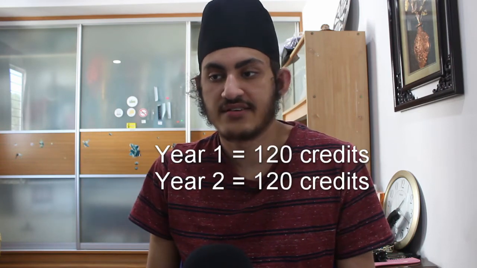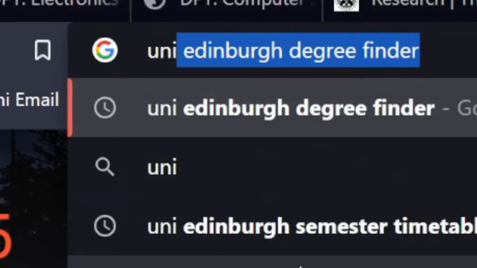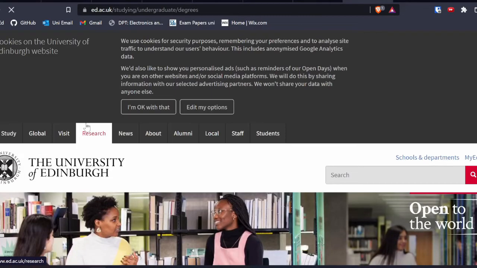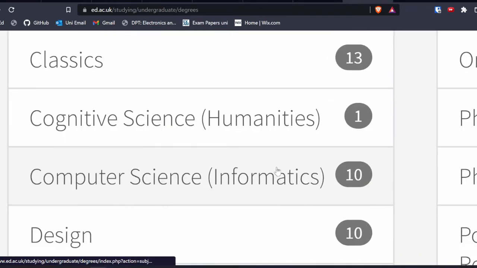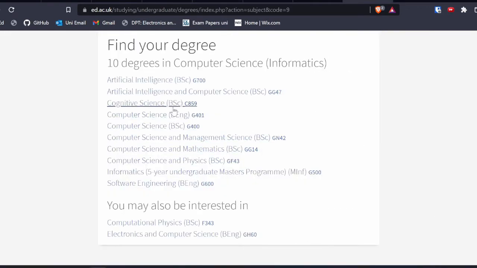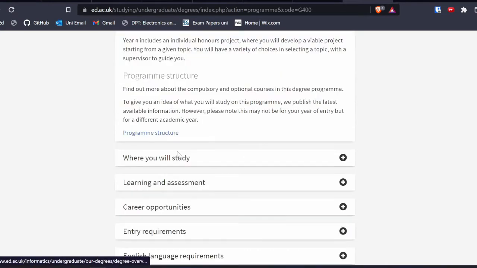For both degrees, there is a maximum credit load we need to take each year. Before you come to university, I suggest you see what units you will learn inside your specific degree and try to have basic knowledge of it. How I found the units I was going to learn was by typing University of Edinburgh degree finder, and I looked around until I found my specific course, electronics and computer science. They have the whole list of units you'll learn, and I suggest you go through that list and see what you're going to learn, so it'll be much easier.